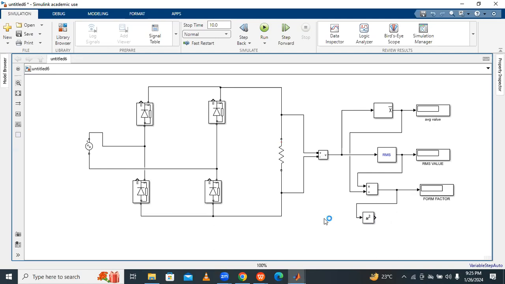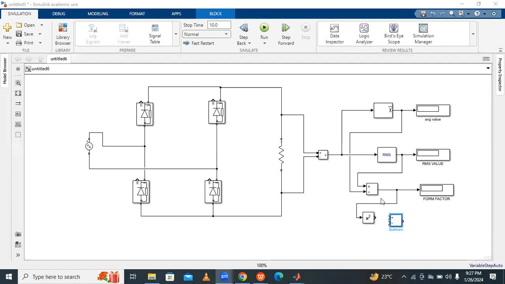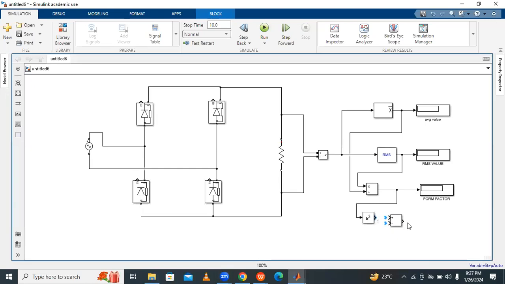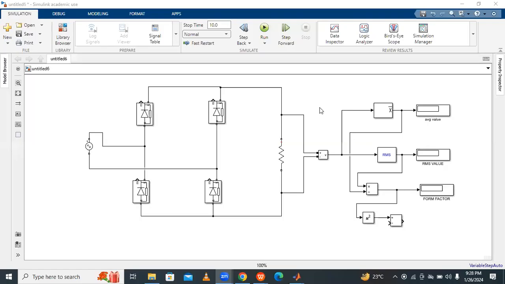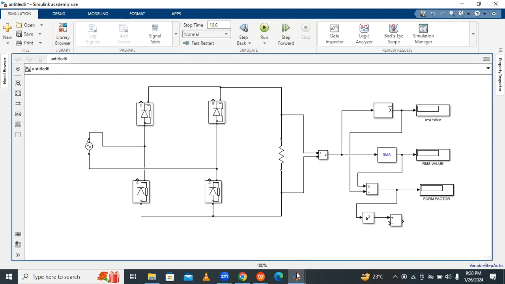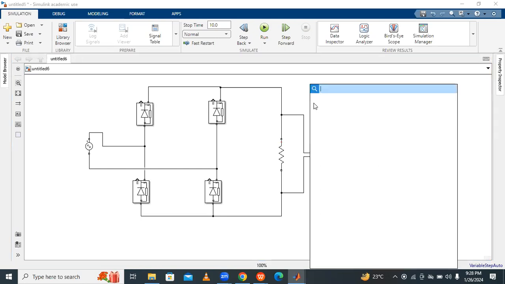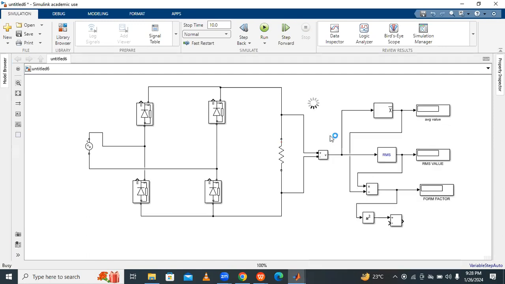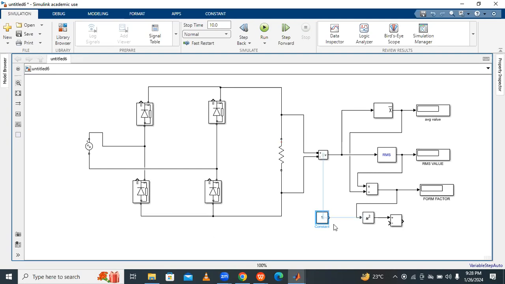Take one subtract block, right here. Take subtract like this. Connect this terminal. Take one constant, and subtract 1. That's why constant is required, to subtract 1 from VRMS by VDC whole square. Connect in this way. So VRMS by VDC whole square minus 1 is over.